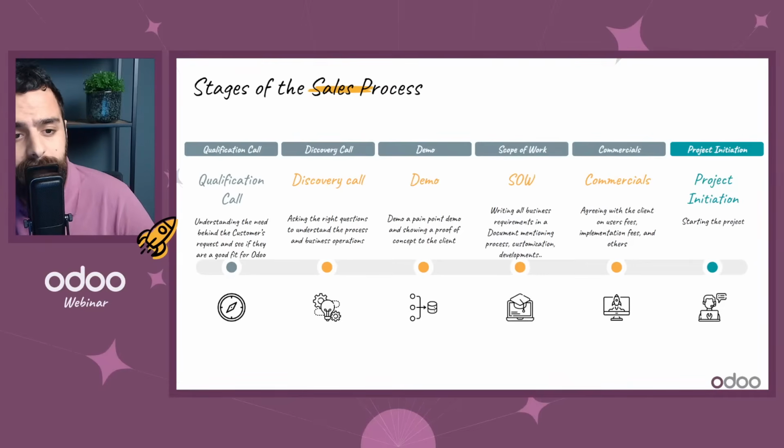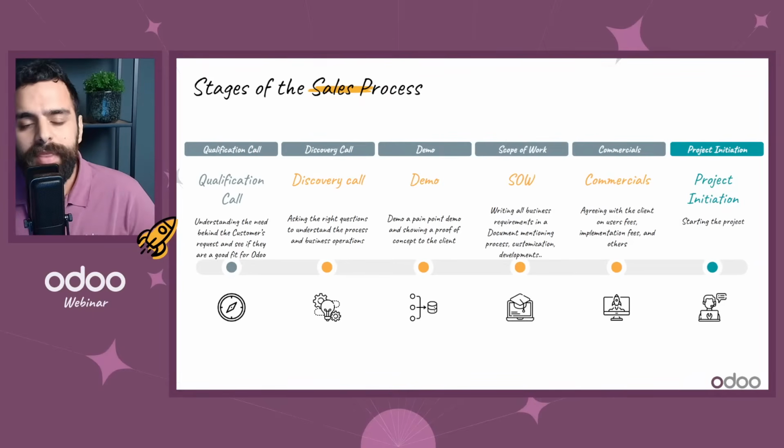After you finish this qualification call, you need to book a meeting with the person for something called a discovery call. It's about asking the right questions to understand the process and the business operations. This is a meeting where the customer is purely talking about their business, their pain points, what they are looking for, and the things they are struggling with. As an Odoo person, I'm just asking questions and understanding how we can solve these issues.